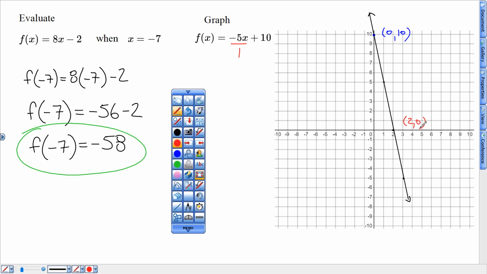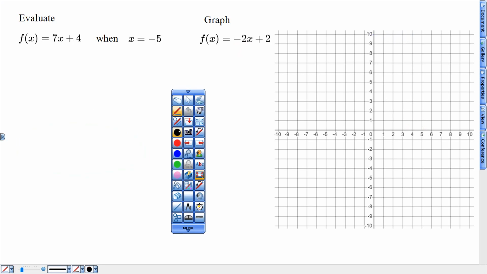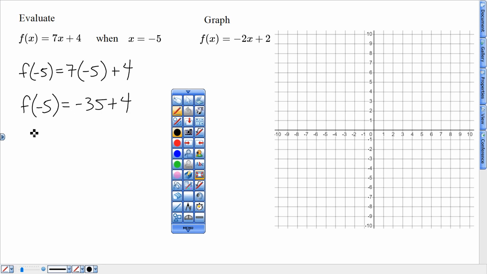All right, one more. All right, here we go. F of -5 equals 7 times -5 plus 4. This gives me f of -5 equals -35 plus 4 gives me f of -5 equals -31.